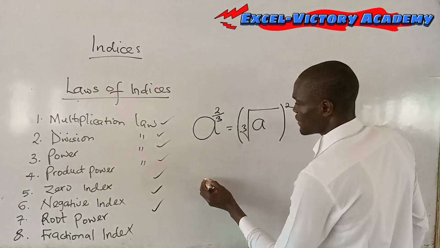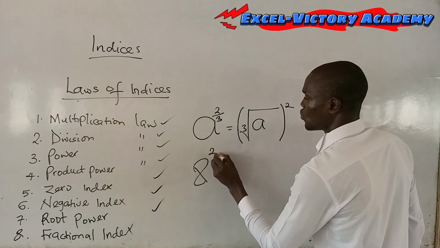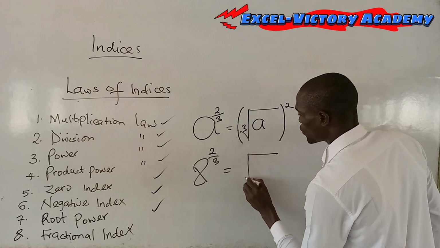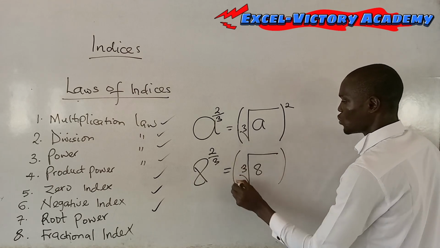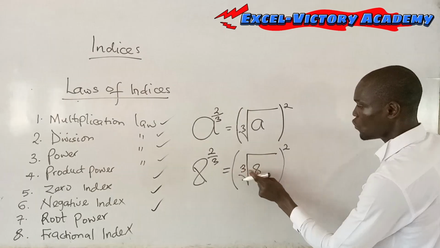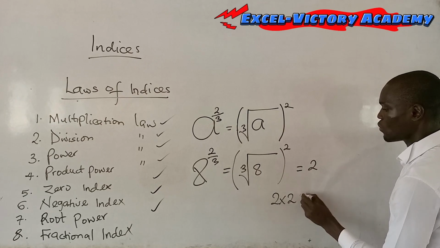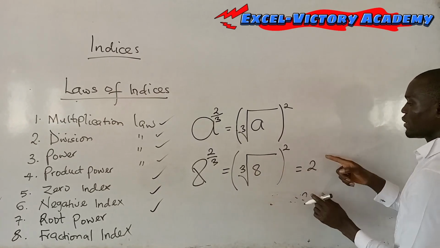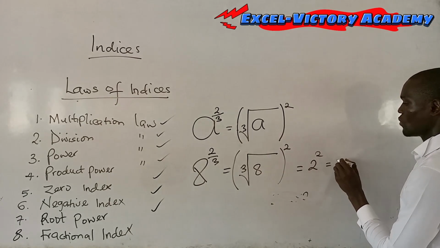Right? That is, if we have 8, for instance, raised to the power of 2/3, it's going to be the cube root of 8, then we'll raise the outcome to the power of the numerator, which is 2. In this case, the cube root of 8 is equal to 2. That is, 2 multiplied by 2 by 2, in 3 places, will give us 8. So the cube root of 8 is 2. Now we're going to raise the outcome of this to power 2, which is equal to 4.